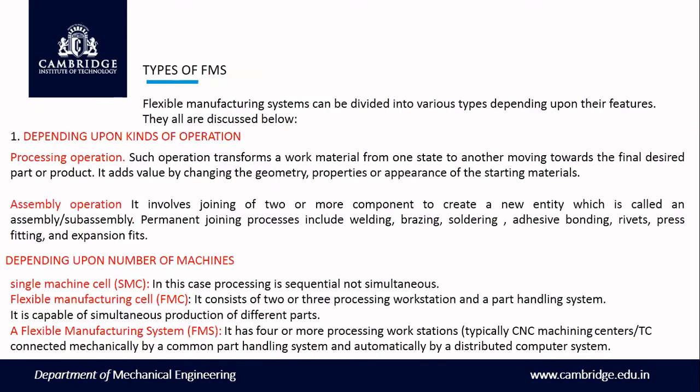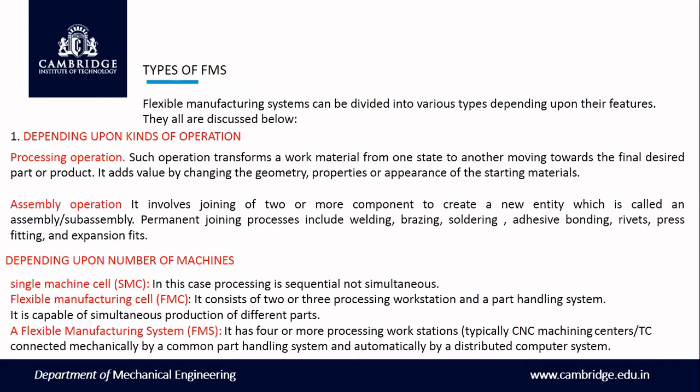And then another thing is the types of FMS, that is, flexible manufacturing system. Flexible manufacturing systems can be divided into various types depending upon their features. The things I discussed previously are all with respect to industry, how you are supposed to be flexible: product flexibility, machine flexibility, so many parameters are there. If you have any doubt, you can ask.